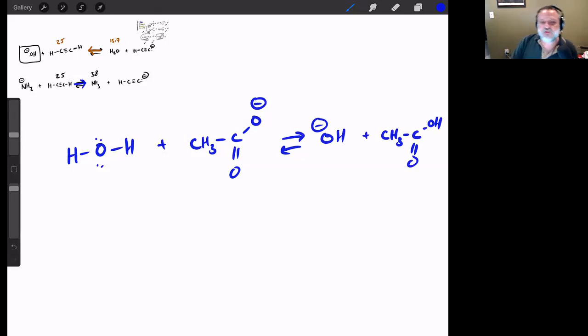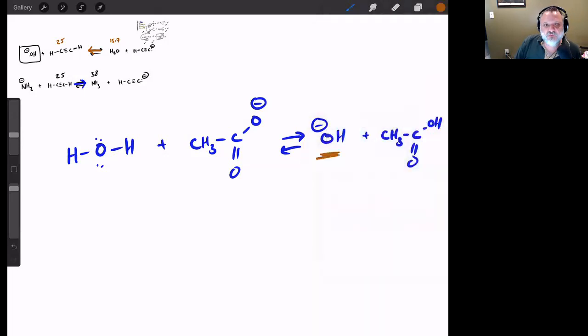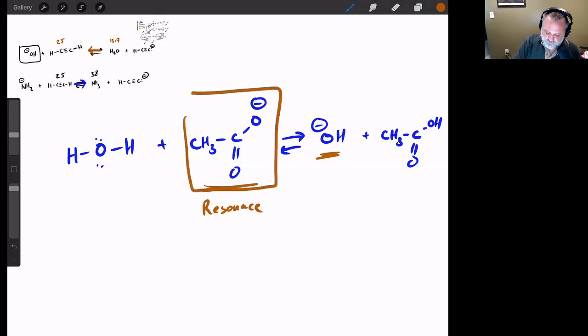And so let's take a look at our conjugate bases. In this case, I've got a conjugate base with a negative charge on an oxygen. And in this case, I've got a conjugate base with a negative charge on an oxygen. So I have to continue to think about the different possibilities. Well, the next thing to think about is resonance. Is there resonance in one of these species or the other? And the answer is yes. I've got some resonance here. I don't have any resonance on the hydroxide ion. And so this would lead me to believe that this is more stable.